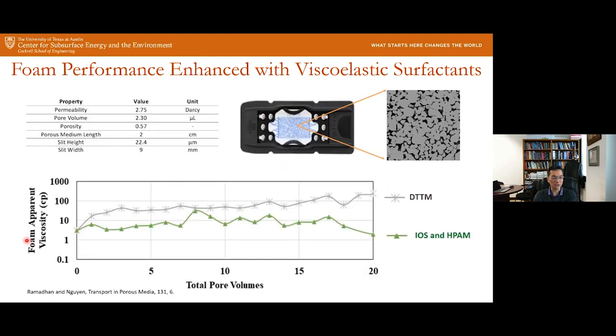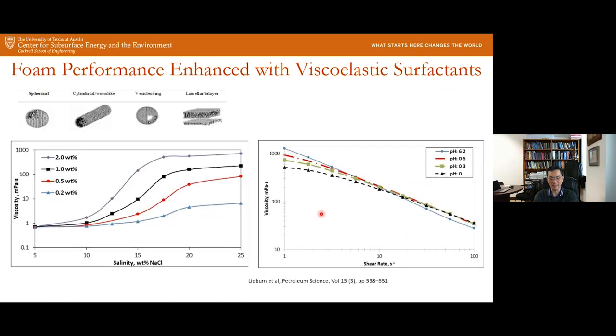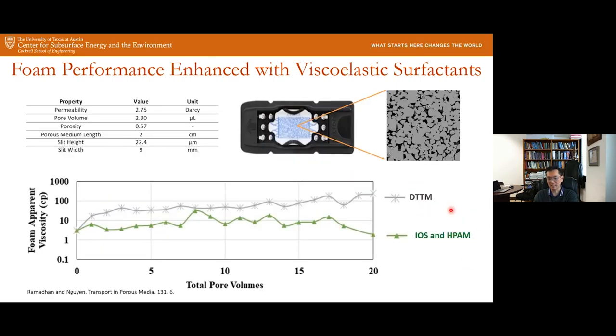And this is showing you the proof of concept where we inject CO2 and viscoelastic surfactant solution, and then DTTM, so this is the surfactant I've shown you right here. And then we compare with a very traditional polymer enhanced foam, where we use IOS, internal olefin sulfonate, with an XPAM polymer. And you can see that the DTTM outperformed the conventional polymer enhanced foam.